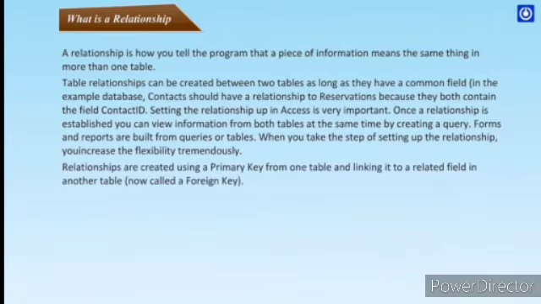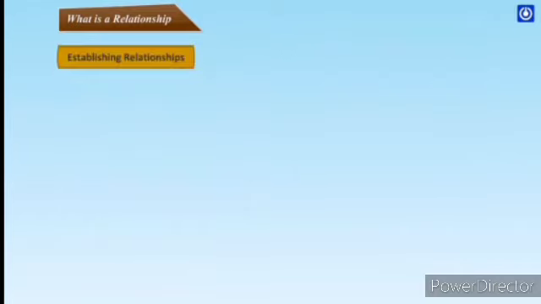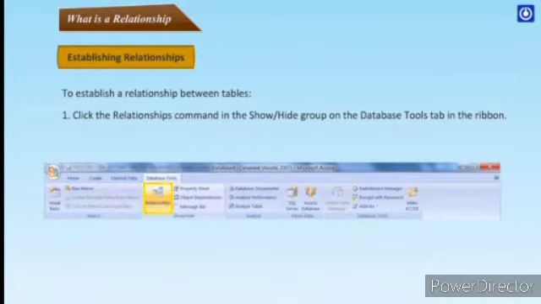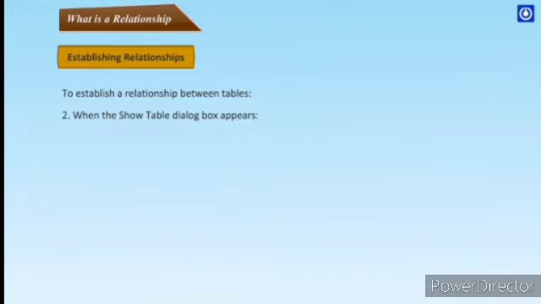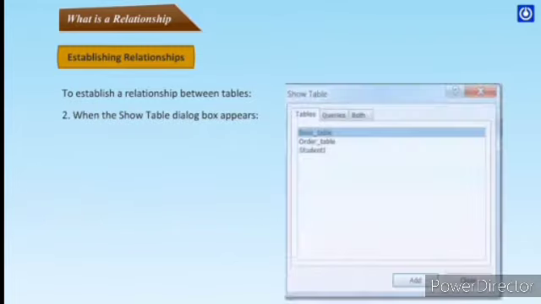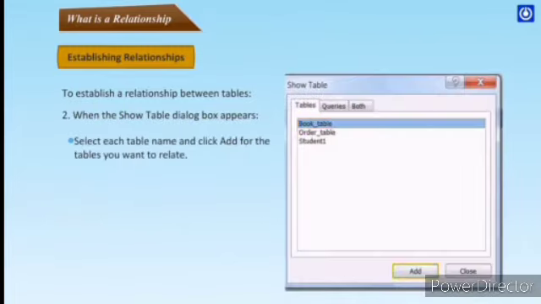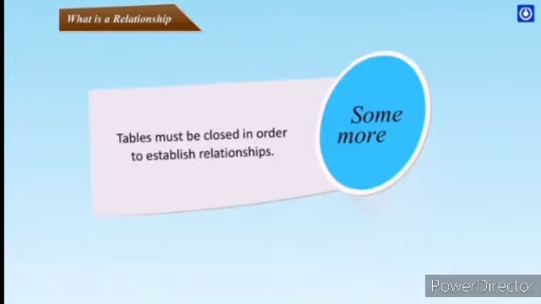Relationships are created using a primary key from one table and linking it to the related field in another table, now called a foreign key. Establishing relationships. To establish a relationship between tables, click the Relationships command in the Show Hide group on the Database Tools tab in the ribbon. When the Show Table dialog box appears, select each table name and click Add for the tables you want to relate. When you're done, close the Show Table dialog box.